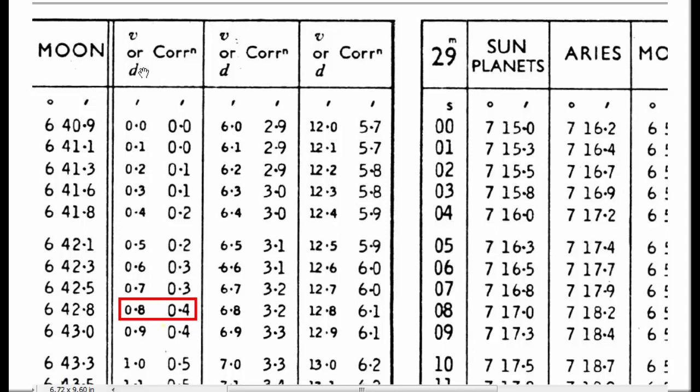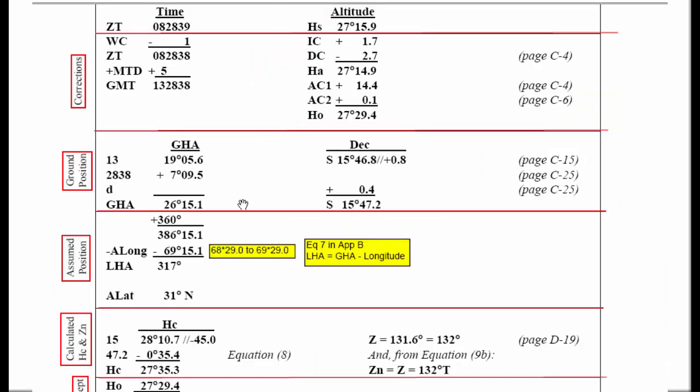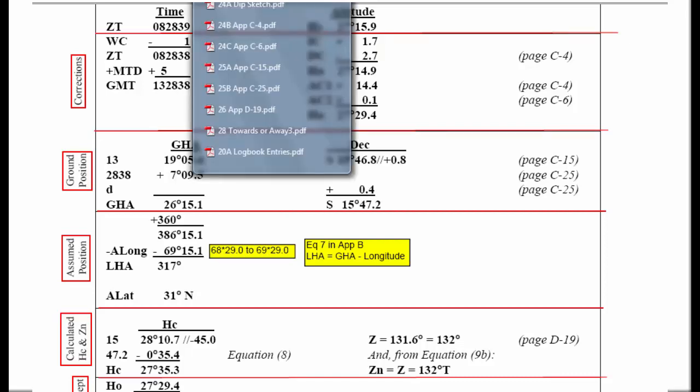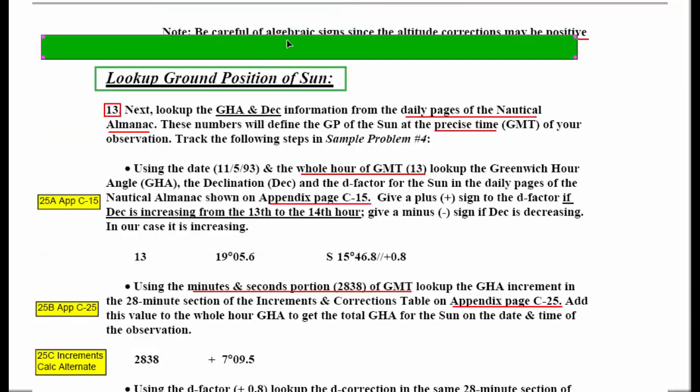This says V or D. Well, our D is 0.8, and 0.4 is the correction. And since 0.8 was plus, the correction is going to be plus. So back to our calculation, 0.4 is the correction.